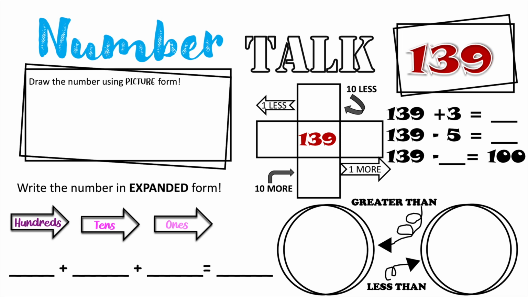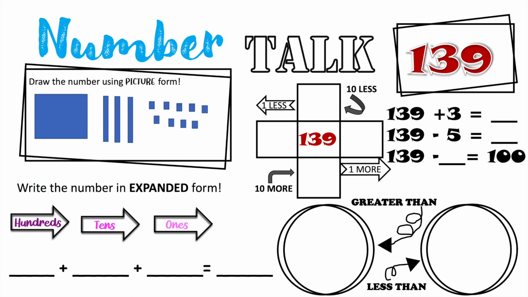The number is 139. We already did 139 yesterday. I just want to quickly review what it is that we do in each box. First, we start with a picture form of the number 139. Then we go ahead and zoom in on the number 139. We could do one more, one less, 10 less, and 10 more. Then we do the addition, the subtraction, and making 100.